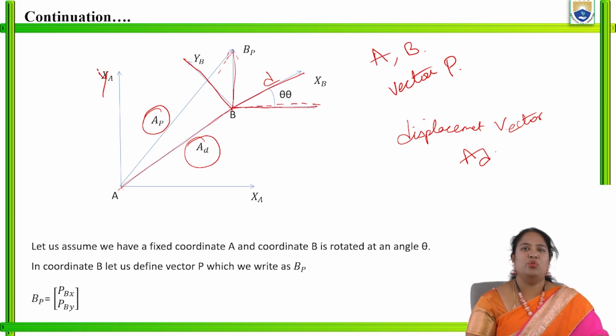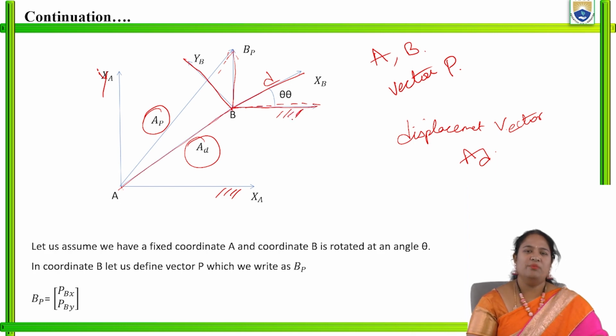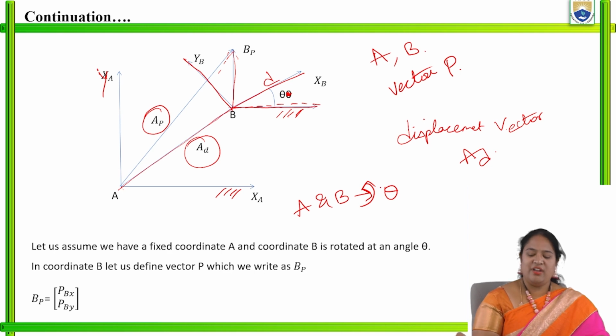Now, let us assume we have fixed coordinates A and B, which are rotating at an angle theta. How do we write that particular equation? In coordinate B, let us define the vector P, which is written as BP.